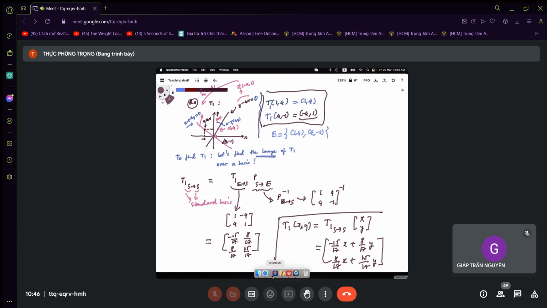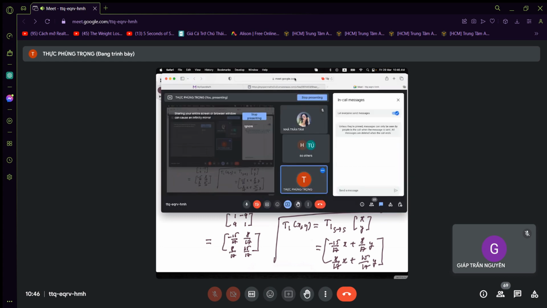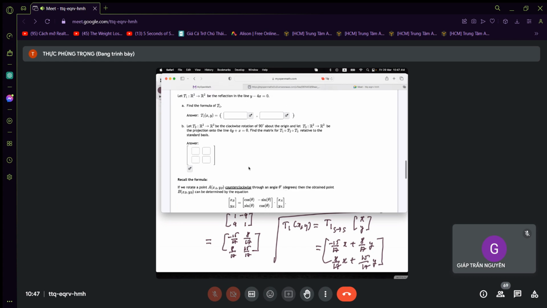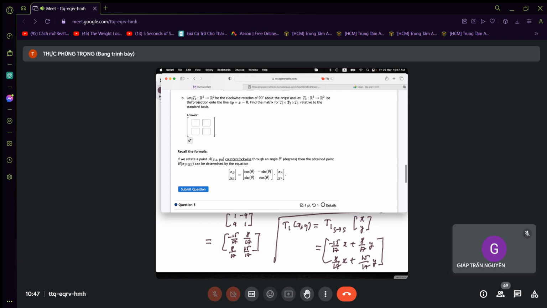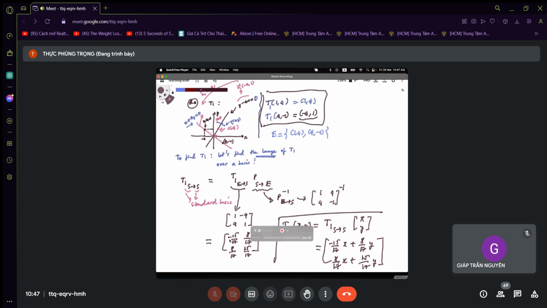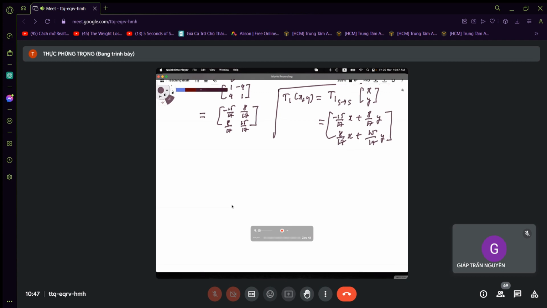Now let's see what we have in the second part of the question. Any question? Right here we have T2, the clockwise rotation. You can use this formula for that. And T3, the projection on the line, and we want to find the matrix of the composition. In order to do this, you only need to find the matrix of T1, T2, and T3 in the standard basis, and then you consider the product. So let me do the second question. First, I need to find T2 and then T3. T1 is already here, right? We got T1 already, so we only need to find T2 and T3.